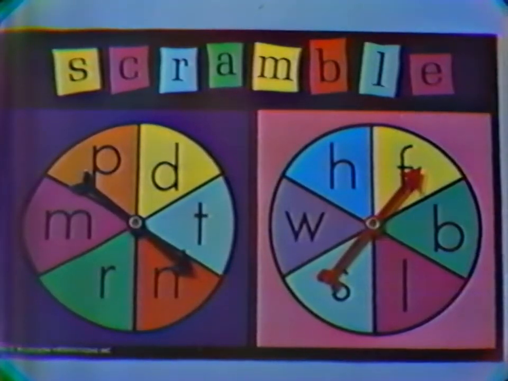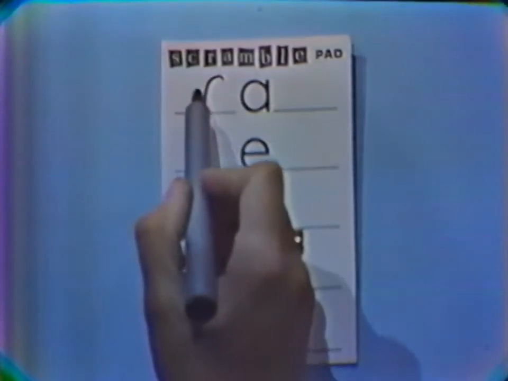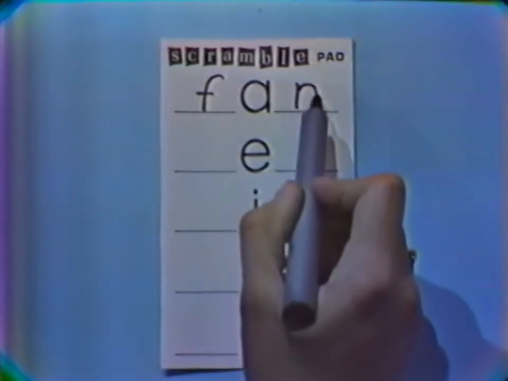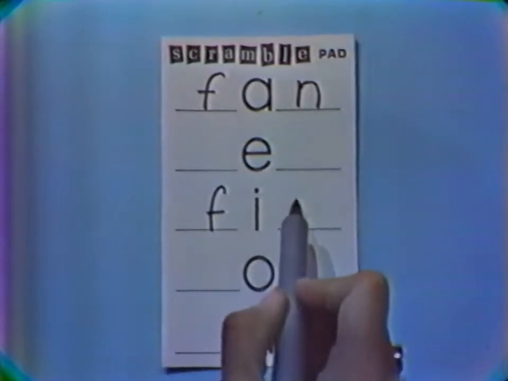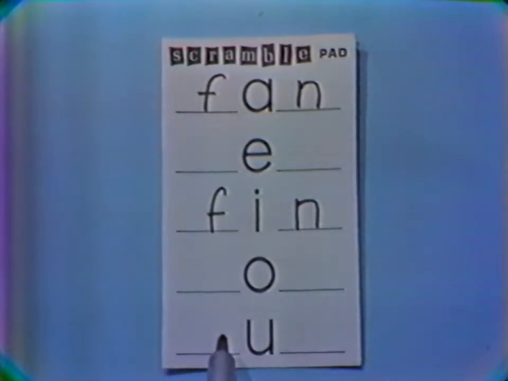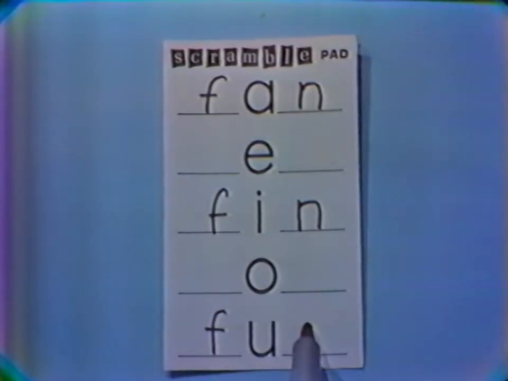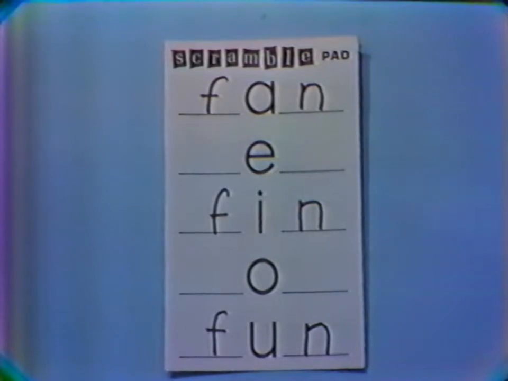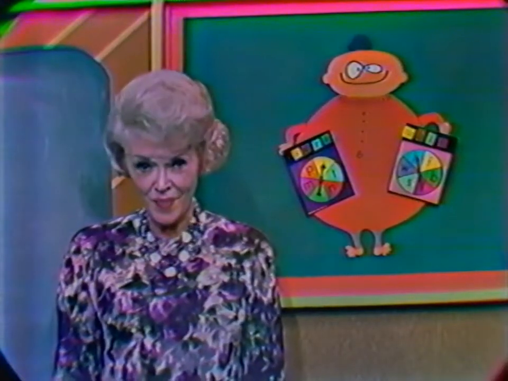Does Alfred have many words? Yes, he does. F and N with the A, F-A-N, fan. That's a word. And look, F-I-N, fin. It's a word. A fish has a fin. And look, Alfred has a third word, F-U-N, fun. 3 words. That's very good, Alfred. Now it's your turn. Are you ready?